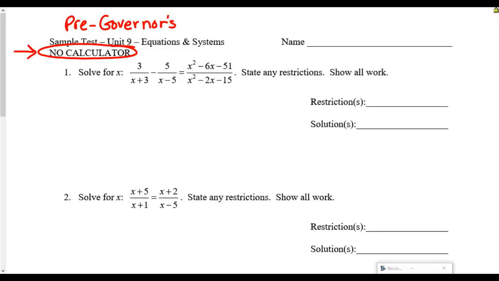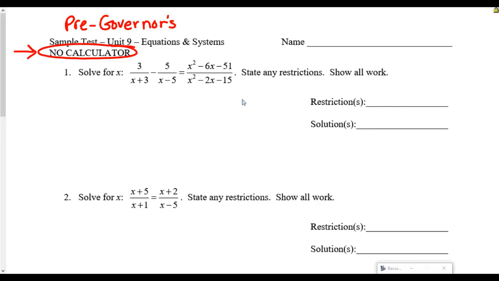Right, this is the pre-governor school version of the sample test for Unit 9 on equations and systems. And this is the no calculator portion, so be sure you're not using a calculator for this. The first part here is on solving rational equations. So we're going to start out and solve these. We also need to state any restrictions, and we're showing our work.